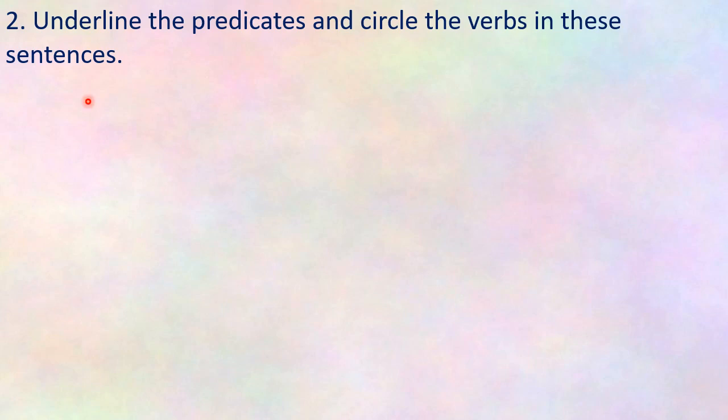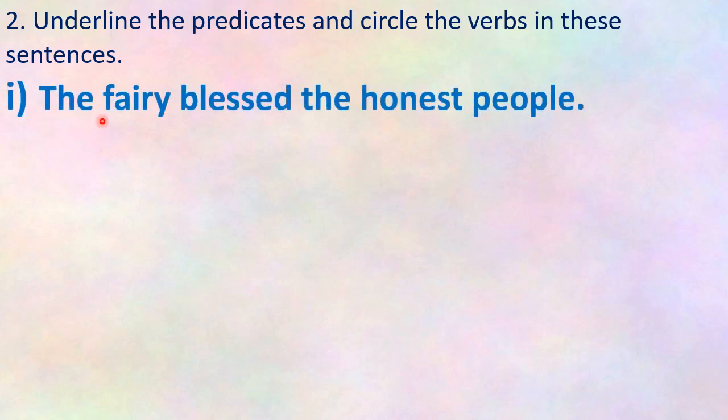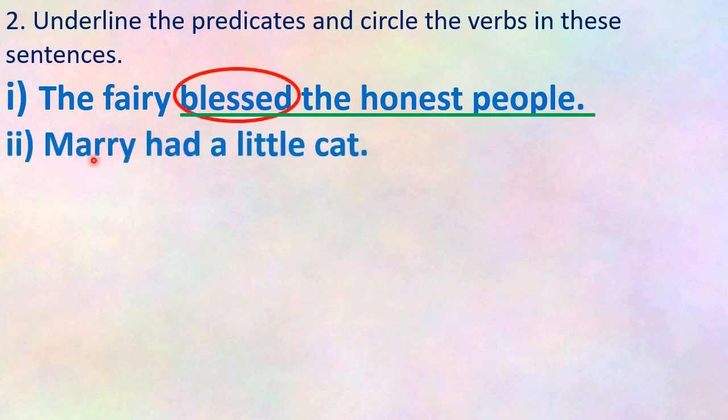Next question, that is question number 2. Underline the predicates and circle the verbs in these sentences. So now here we have to underline the predicates and circle the verbs. First one, the fairy blessed the honest people. So now here the subject is fairy and the rest of the sentence is telling what the fairy did. So this is the predicate. And what is the verb here? The verb is blessed. Second, Mary had a little cat.